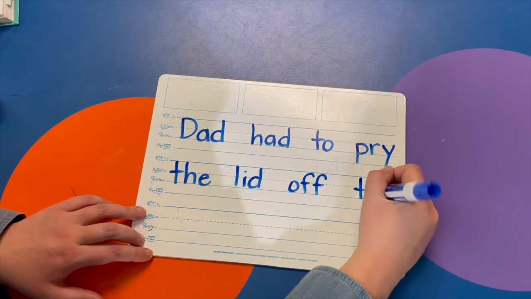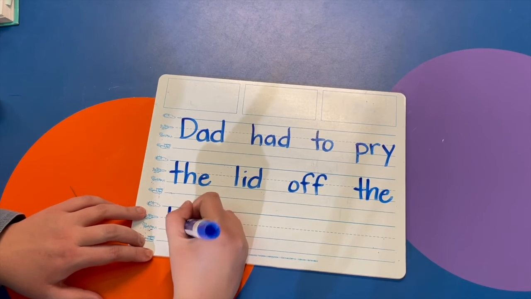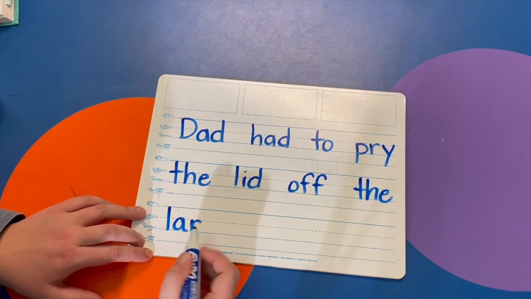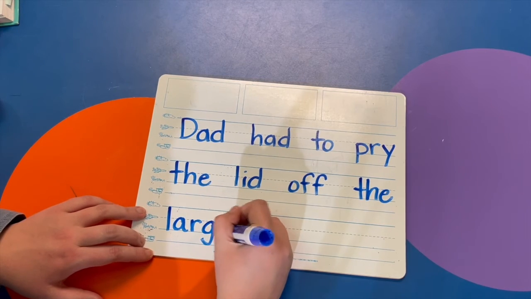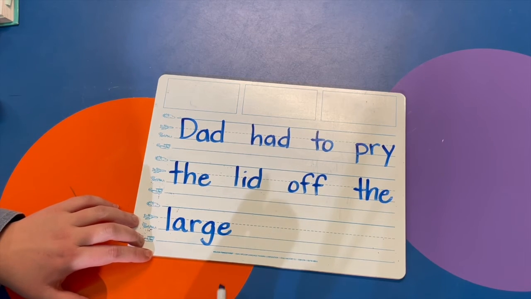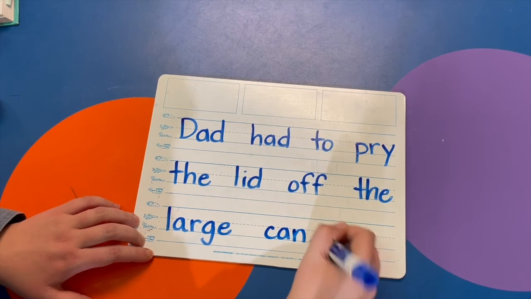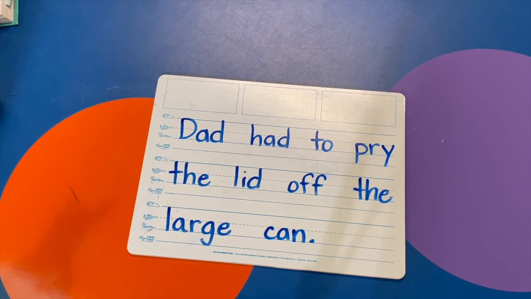The large is one of our new trick words. We know AR says R, and G can sometimes make that J sound. Dad had to pry the lid off the large can. Don't forget punctuation. Pause this video if you need more time. Awesome job. We are almost finished for the day.